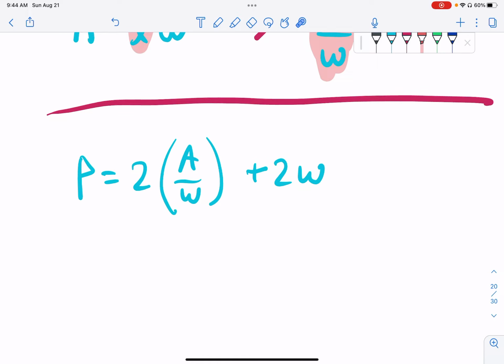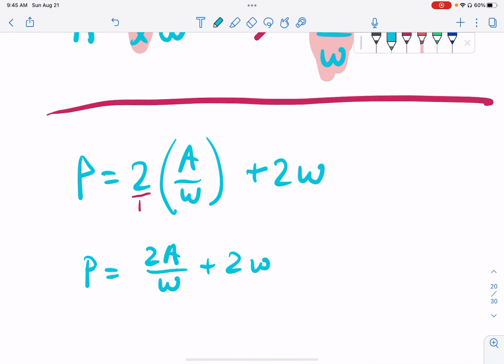Now, as we saw before in another exercise, I'm multiplying a 2 whole number times a fraction here. So where does this 2 go? Remember, this 2 is essentially 2 over 1. When you multiply straight across, the 2 is just going to go up top. And then the W will stay on the bottom. Okay, so maybe simplifying this fraction, I'd have 2A over W plus 2W.